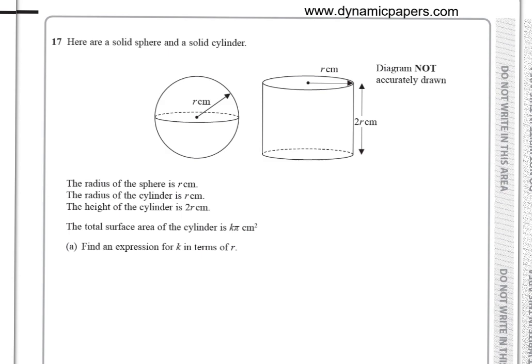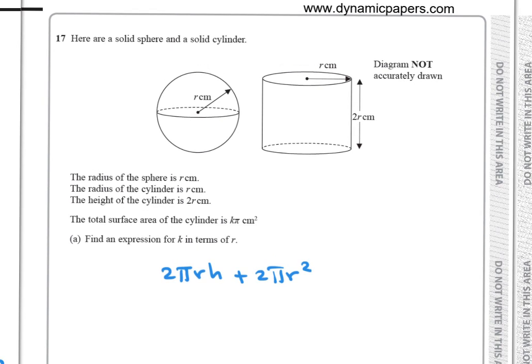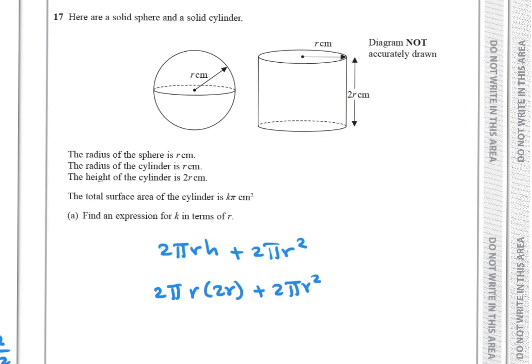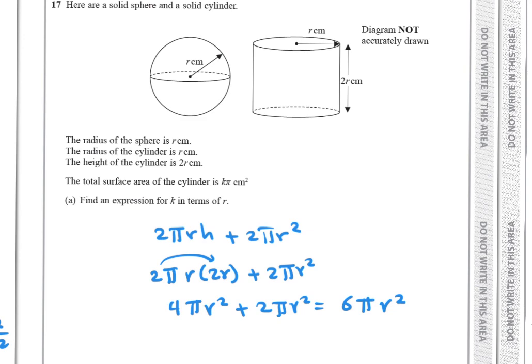Total surface area of the cylinder equals 2 pi r h plus 2 pi r squared. Now we have h equal to 2r, so 2 pi r into 2r plus 2 pi r squared. 2 times 2, 4, so 4 pi r squared plus 2 pi r squared equals 6 pi r squared. If this equals K pi, this means K equals 6r squared.